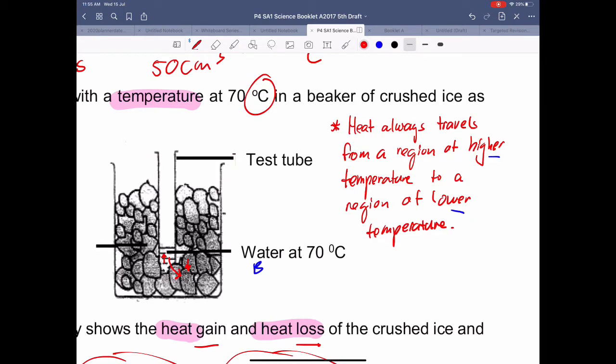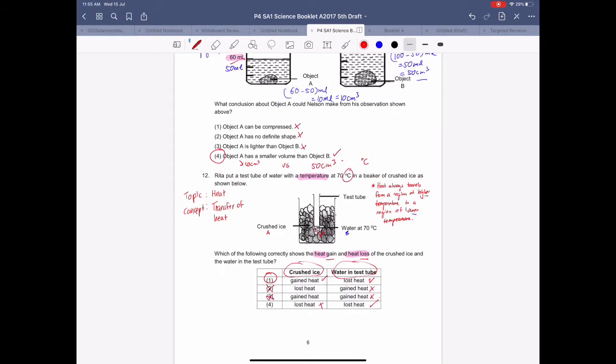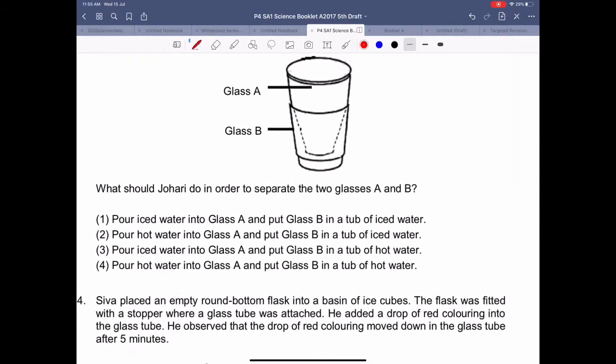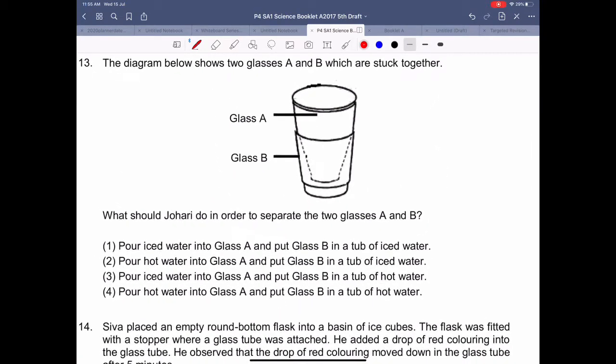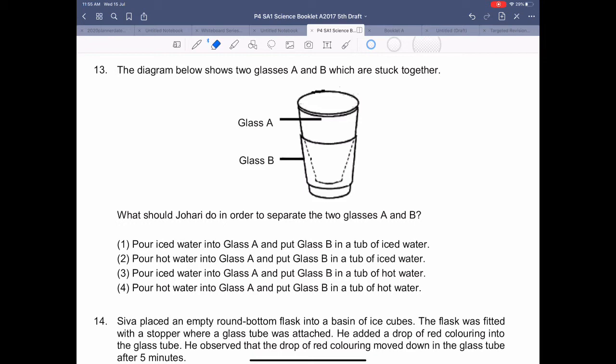Alright, moving on to the next question. So the answer is number 1 for this one. Now, question 13. The diagram below shows 2 glasses, A and B, which are stuck together. This question is a very common question. What should Johari do in order to separate the 2 glasses A and B?